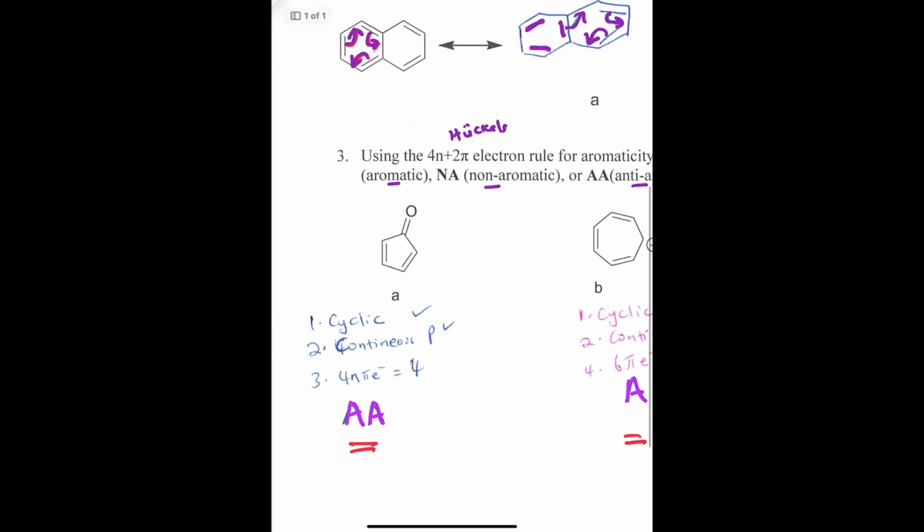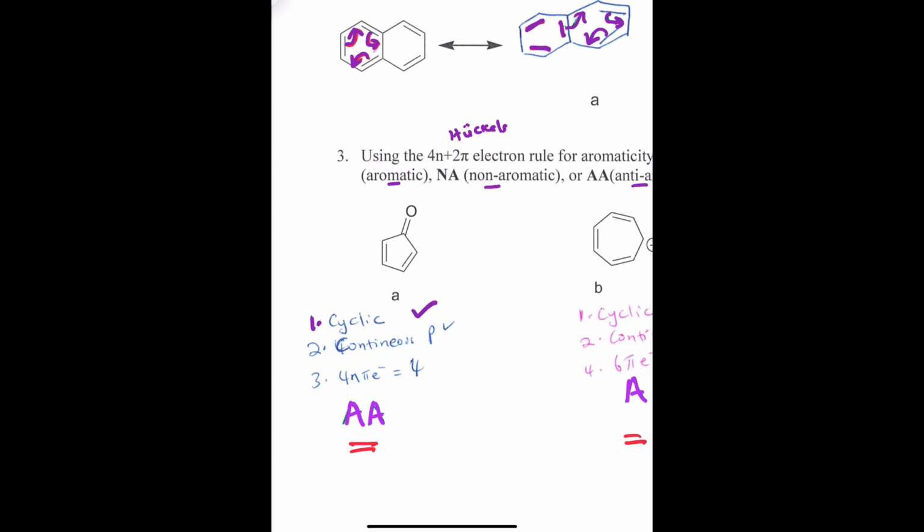Question number 3. Using the 4n plus 2 pi rule, that's called Huckel's rule for aromaticity, label the following structures as either aromatic, non-aromatic, or anti-aromatic. Okay, let's look at the first structure. So there are 3 rules that we need to follow. Number 1, is that structure cyclic? Yes, it is cyclic, so we put a check mark.